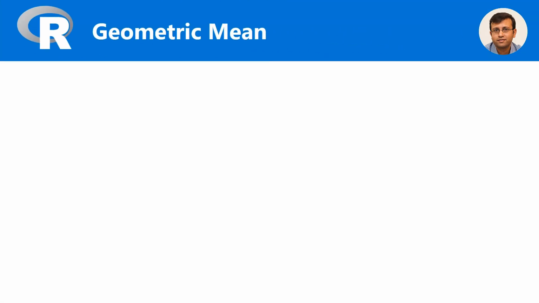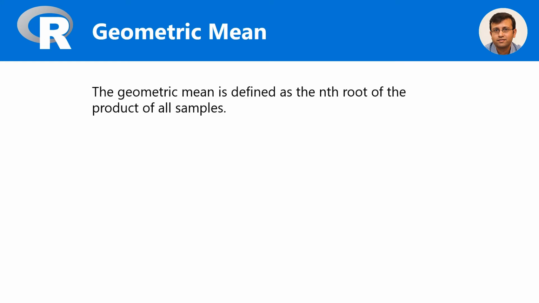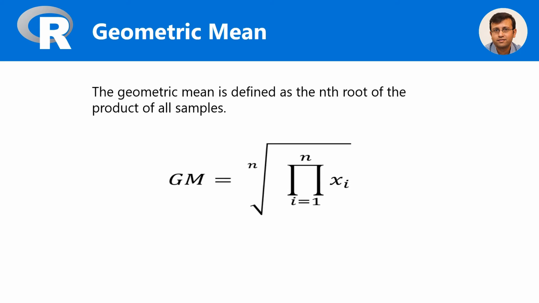Let us now talk about geometric mean. The geometric mean is defined as the nth root of the product of all data. Here is the mathematical formula to compute geometric mean, where n is the sample size or number of items or elements in the sample, and this is the mathematical product symbol. Here xi is the ith element of the sample, where i starts from 1 to n.